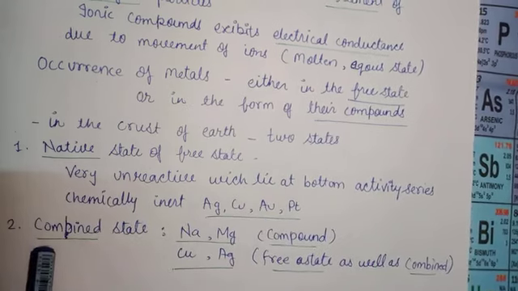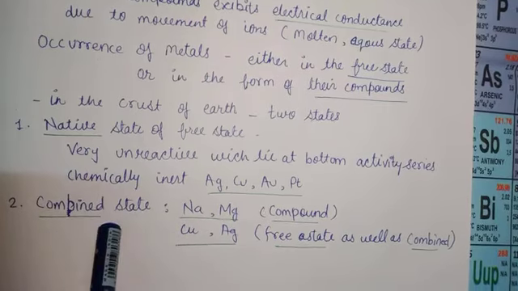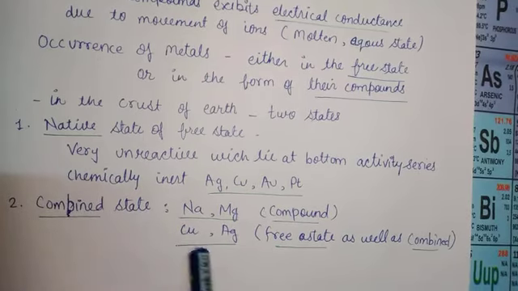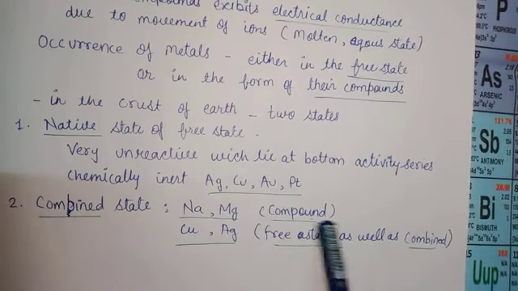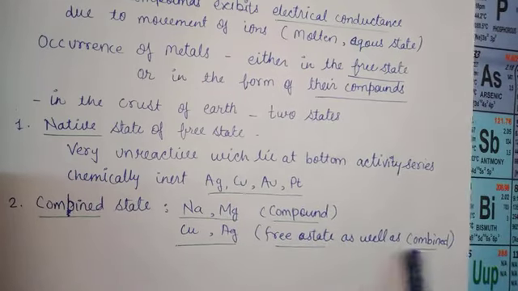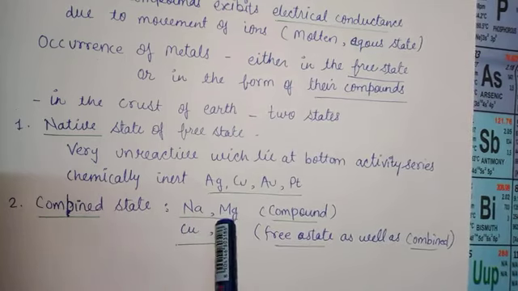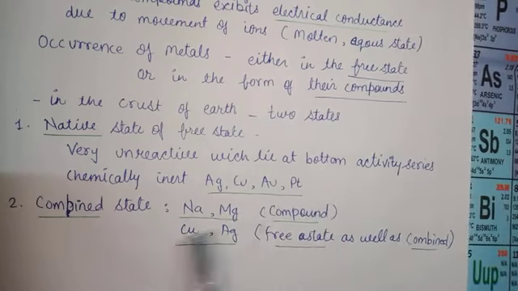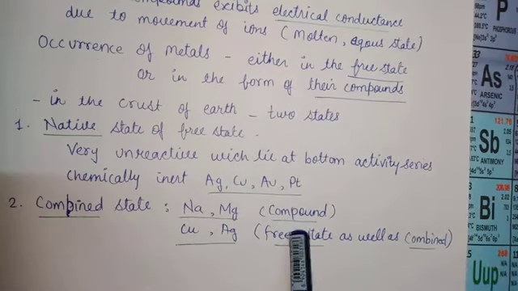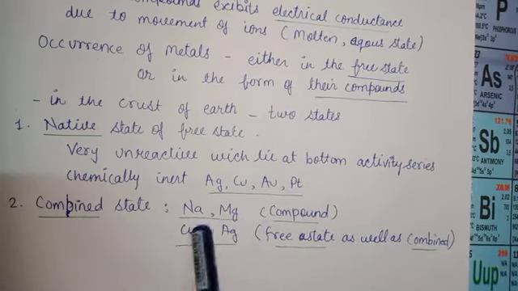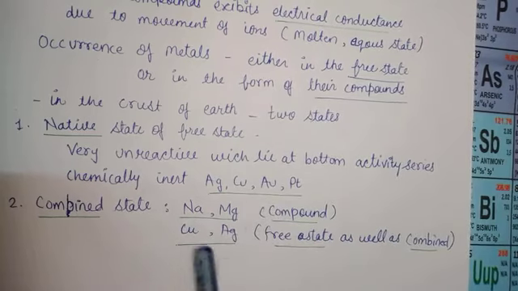Okay, next move to the combined state. Metals are also found in compounds, and some in both the free state as well as combined. In the combined state, examples are sodium and magnesium, which are found in compounds, and copper and silver, which are found in both free and combined states.